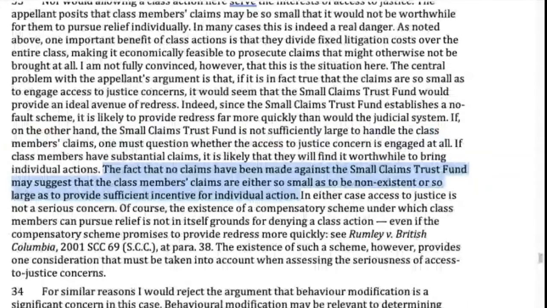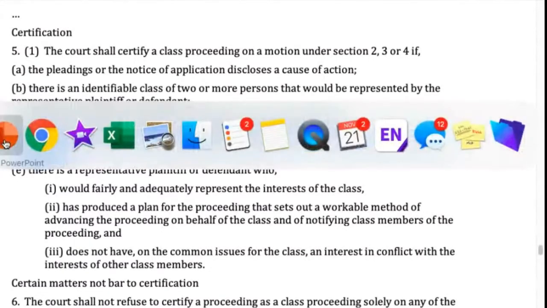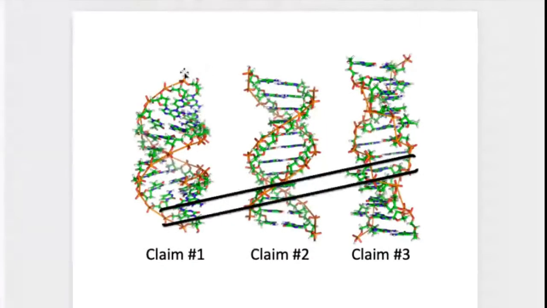Okay, so why do defendants like Hollick? Defendants like Hollick because the Class Proceedings Act, on a plain reading of Section 5(1)(d), says that we're going to certify, assuming the other requirements are met, so long as a class proceeding is preferable for the resolution of the common issues. Meaning that each class member, and I use this kind of DNA slide, you can think of each of these strands of DNA as representing the claim of each of those members in the proposed class.